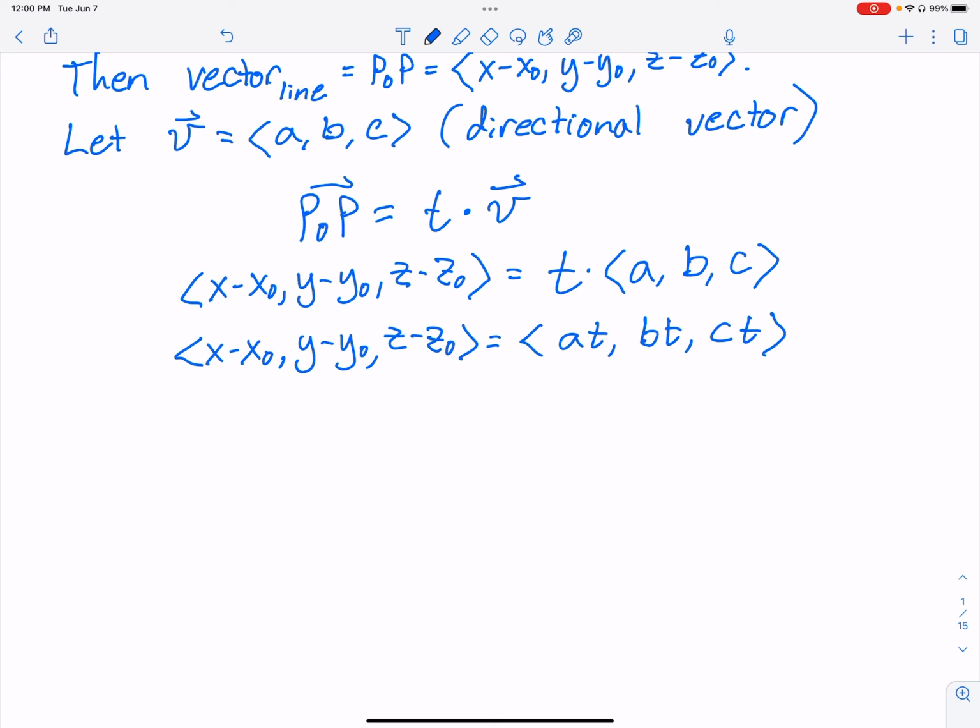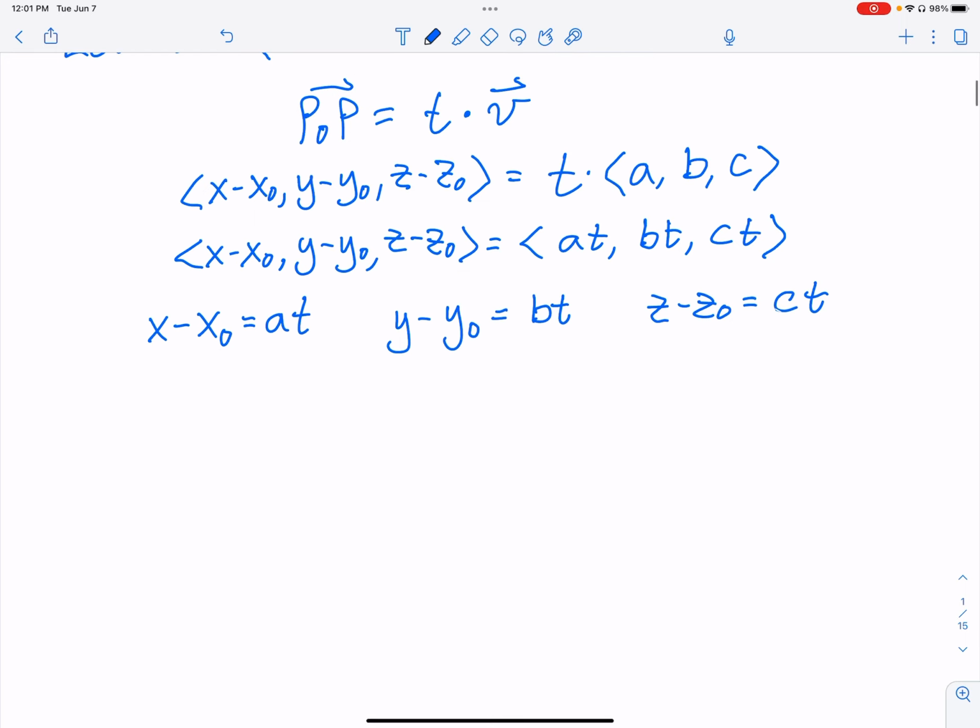Now, we know from the other day that when I have two vectors that are equal to each other, then they are equal component-wise. So I have x minus x naught equals At, y minus y naught equals Bt, and then z minus z naught equals Ct. Now, we're trying to create an equation. And remember, x was some general point, so I'm going to solve for x. So I know that x is x naught plus At, y is y naught plus Bt, and z is z naught plus Ct.